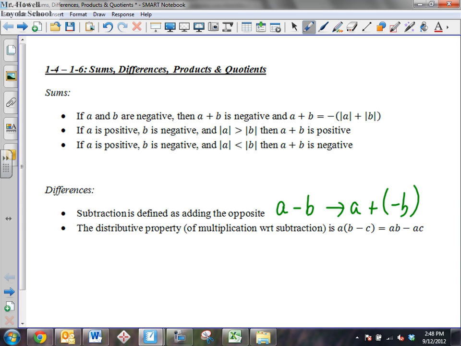Distributive property, multiplication with respect to, WRT, okay? That's what that stands for. With respect to subtraction, it's also holding. So if we have this property, it's just AB minus AC. Same as what we did a minute ago. Okay?